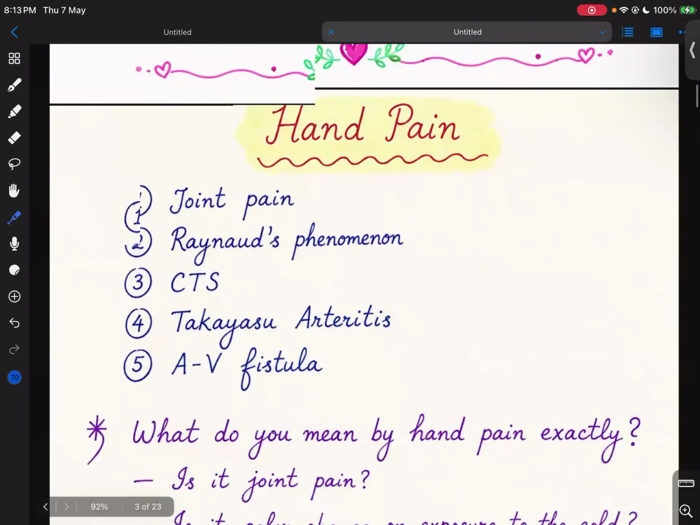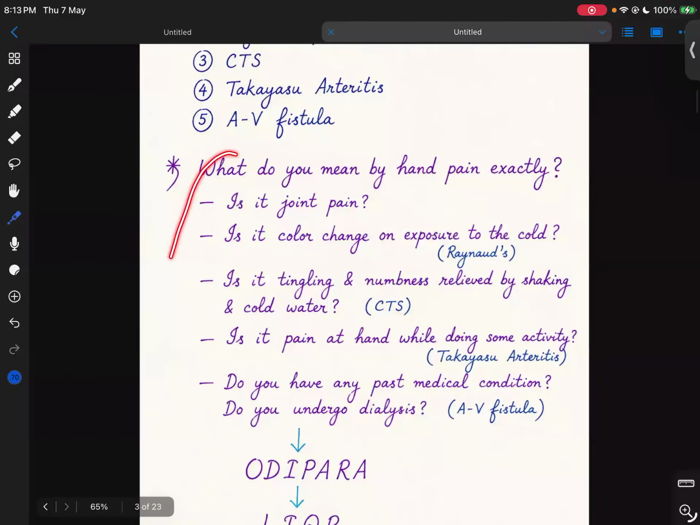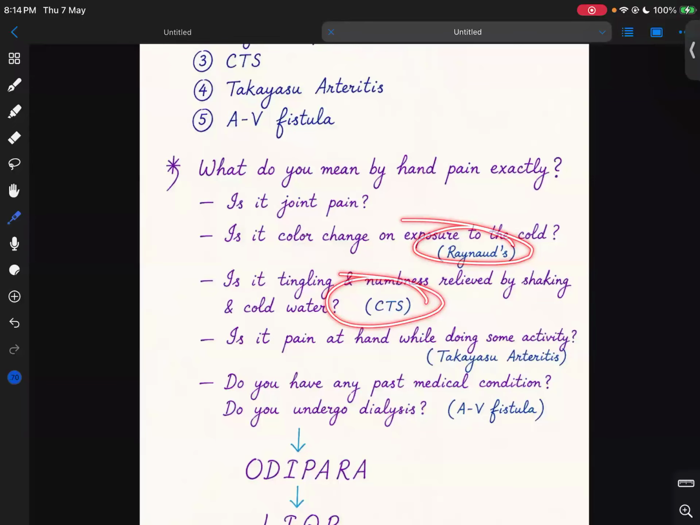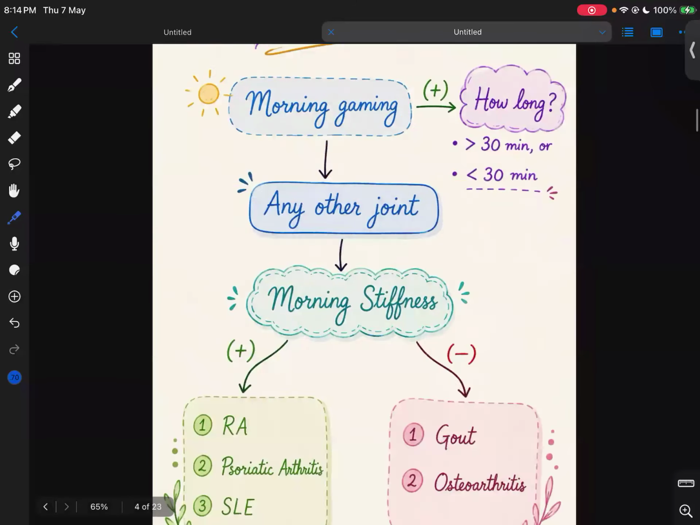That is why after entering into the station, we have to ask these questions at a go. Like, is it joint pain? Is it color change on exposure to the cold? Or is it tingling, numbness relieved by shaking? Is it pain at hand while doing some activity? Or do you have any past medical condition that I should be aware of? Because in Raynaud's phenomenon, patient can also feel tingling and numbness. So unless you ask these questions, you cannot be sure whether it is Raynaud's phenomenon or carpal tunnel syndrome. Did you get your point, doctor? Thank you. Most welcome, doctor.